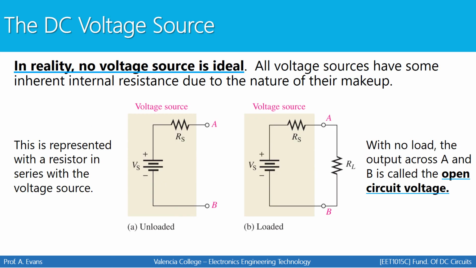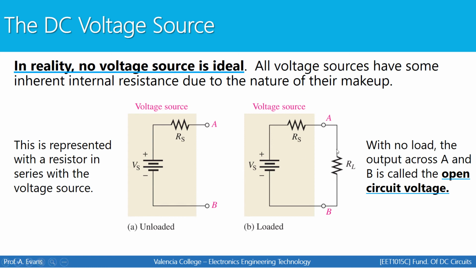In reality, though, no voltage source is actually ideal. All voltage sources have some sort of internal resistance that's due to the nature of how they're created. So whenever we consider a voltage source, we represent that source with an internal resistance that we call RS, which is right here. And that internal resistance could have an effect on the load that you connect to your voltage source.